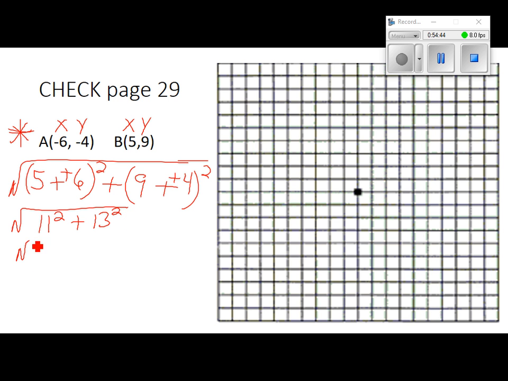11 squared, I think you guys told me earlier was 121, right? Yep. 13 squared, I think you told me was 169. Now I add those two, that's 290, is that right? Yep. And then you have to take the square root of 290. This part I can't do in my head. If it was one of those perfect square numbers that came out all nice and even, maybe I could do it in my head. This part I can't.